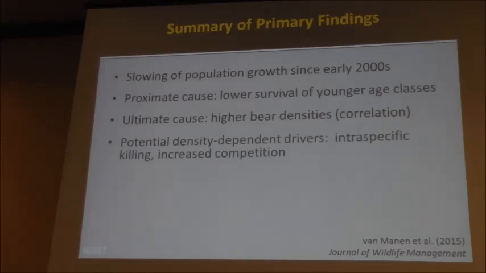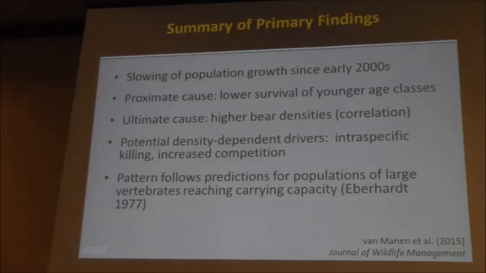The potential density-dependent driver behind it may be intraspecific killing, which has been documented in other populations. Sterling Miller was probably the first one to document that for populations in Alaska. And it's not uncommon for populations that are reaching or getting near carrying capacity for these things to happen. There may also be some increased competition, but really most of our evidence, and some anecdotal evidence, is pointing at intraspecific killing as the potential mechanism.